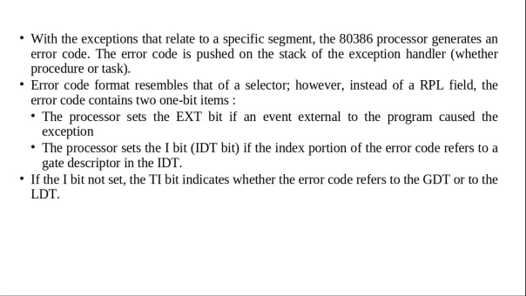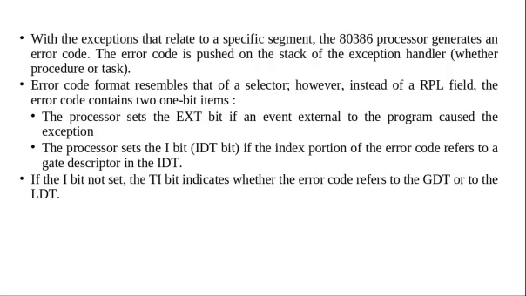The first one is the EXT bit. It will be set to 1 if an external event is generating an exception. If the exception is generated by an external event, then the EXT bit is set. It will be 0 if the exception is generated by an internal event. The second bit is the I bit, or IDT bit. The processor will set the I bit if the index portion of the error code refers to a gate descriptor in the IDT, the interrupt descriptor table. So if the index portion refers to a gate descriptor of the interrupt descriptor table, then the I bit is set to 1.